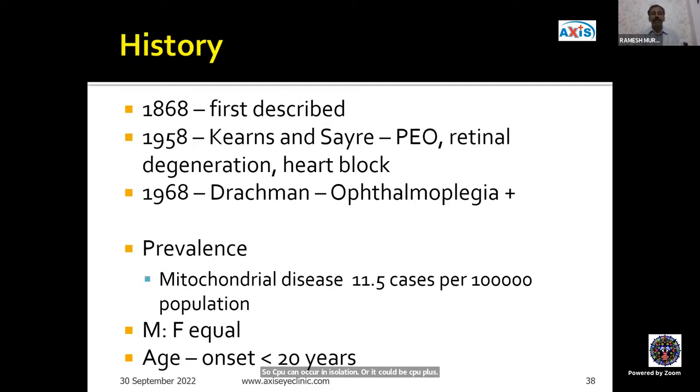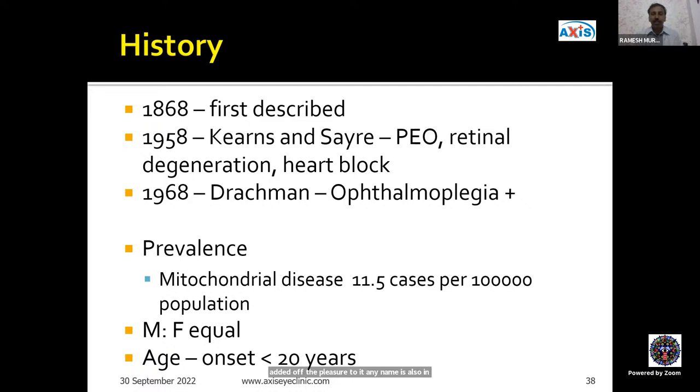So again, this was described as early as 1868. And in 1958, it was Kearns and Sayre who recognized the association of progressive external ophthalmoplegia with retinal degeneration and heart block. And in 1968, Drachman added ophthalmoplegia to it, and he named it ophthalmoplegia plus.